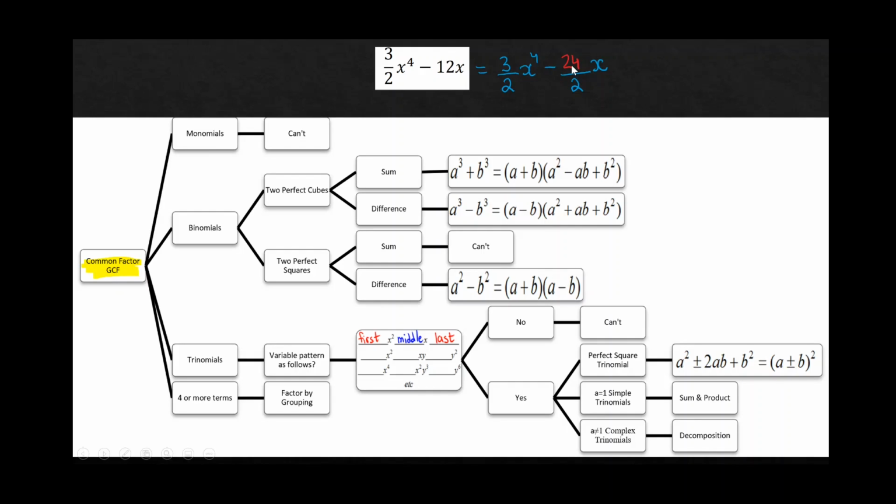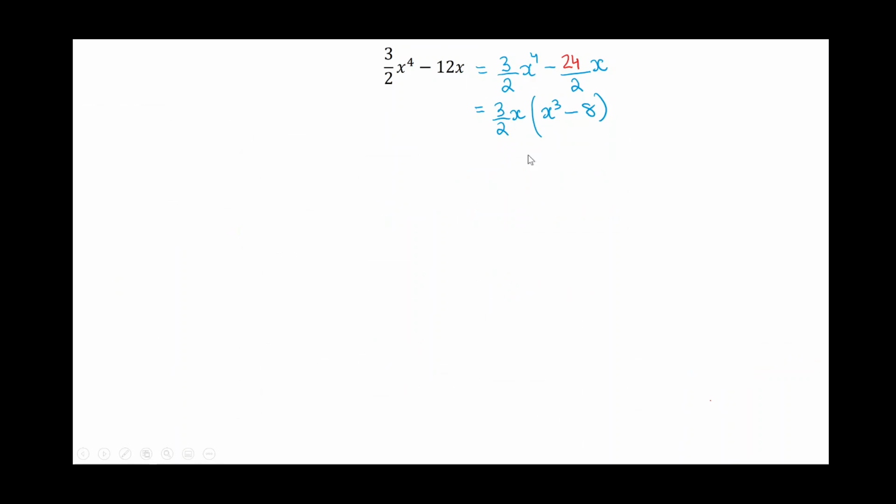And so now we're looking at what's common between those two terms. So x is common, 3 and 24 on top, there's a common of 3. And both of them have a denominator of 2, so we can pull out a 3x over 2. What's left over is going to be x to the 3 minus 8. Then this inner bracket now is a binomial, and it is a difference of two cubes. So we can proceed. I'll do it on the next page by using the formula again.